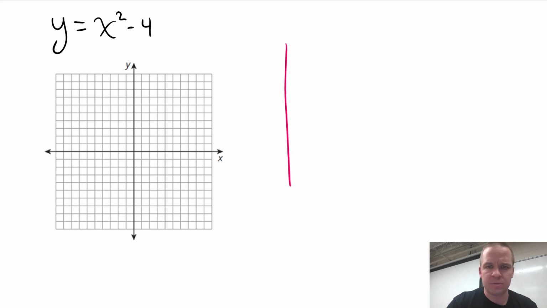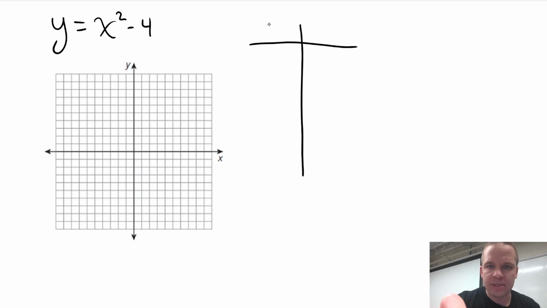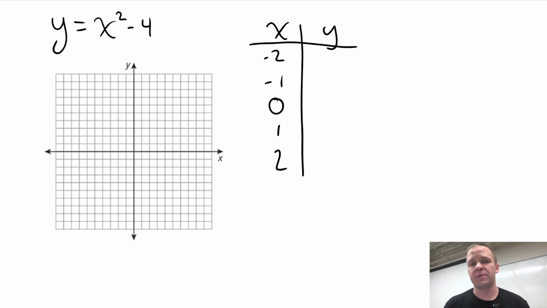Let's do this one in black, because that will be our original. We have x and y. I'm going to center it around 0 because it's not shifting left or right, and use -1, -2, 1 and 2. If I plug in -2, -2 squared is 4, minus 4 is 0. If I plug in -1, that's 1 minus 4, which is -3. And if I plug in 0, I get -4.